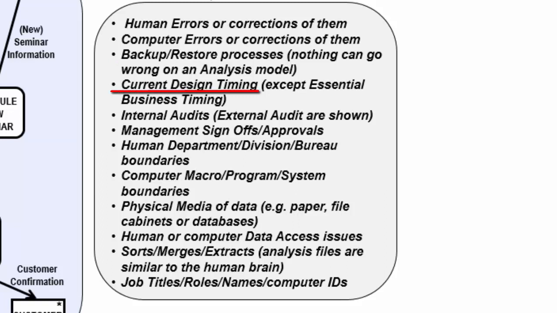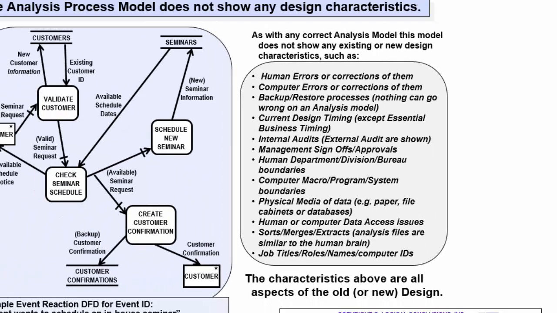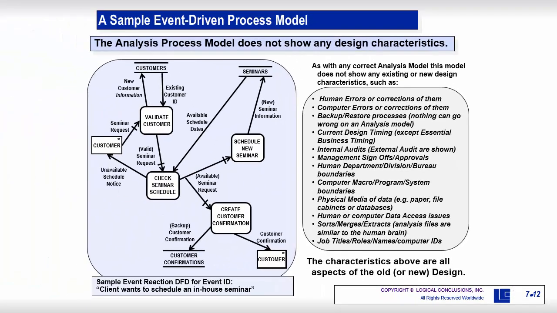Current design timing is not shown; essential business timing is fine. Internal audits and external audits are shown. Management sign-offs and approvals, human department, division and bureau boundaries, computer macro program system boundaries, physical media of data such as paper, file cabinets or databases, human or computer data access issues, sorts, merges or extracts are not shown. Analysis files are similar to the human brain. You can get at anything in any order. And job titles, roles, names, computer IDs, etc. All these are aspects of the old or new design.